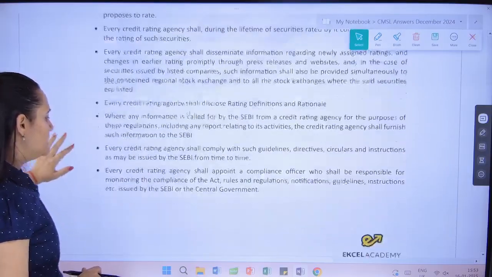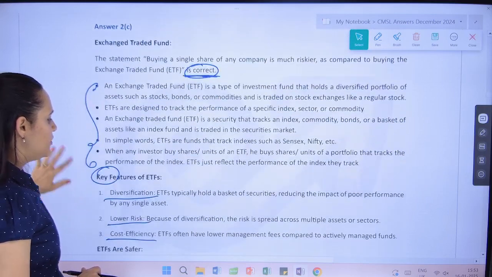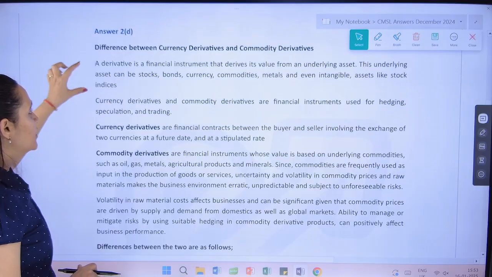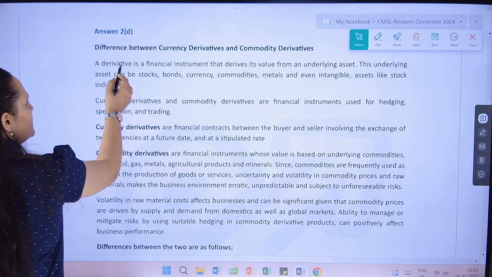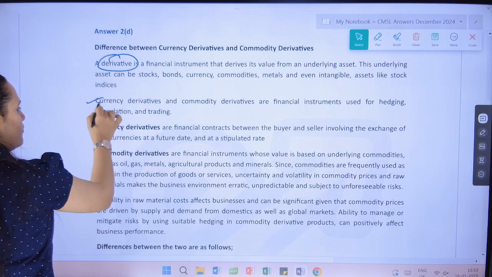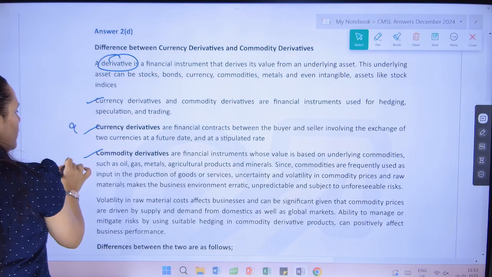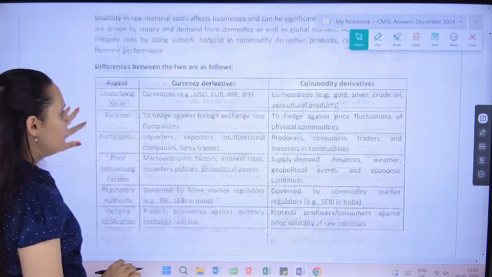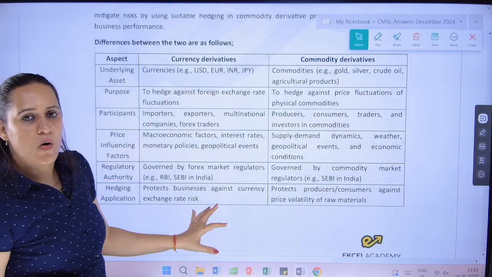If you are going to present it in the form of a table, it is easier for the evaluator to know whether you know the concept properly or not, right? So give them basics first, give an explanation of what is a derivative and what are the two kinds of derivatives. Okay, if you want, you can give a one-line explanation, or you can directly go to the difference between and put it in the tabular form and explain.